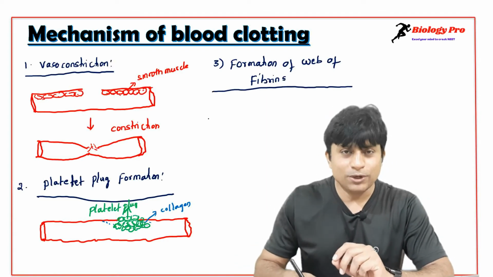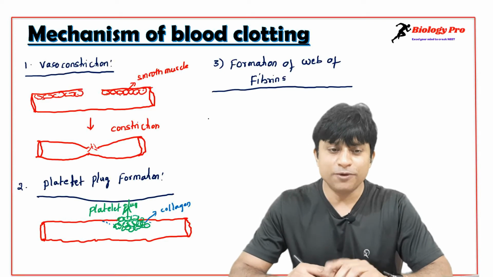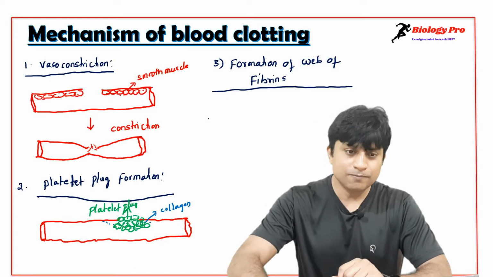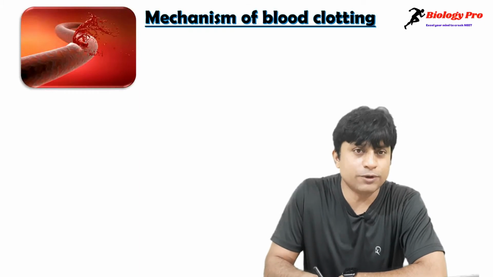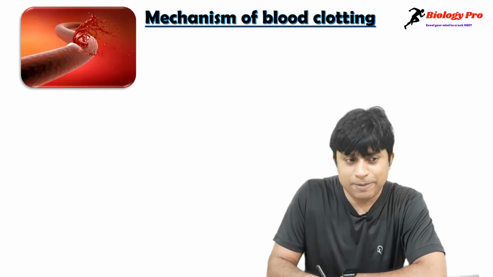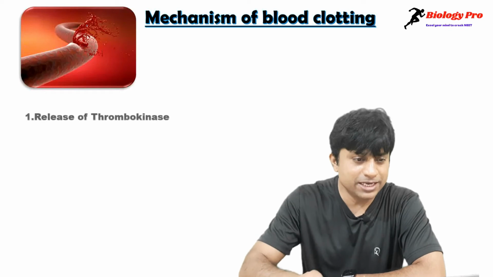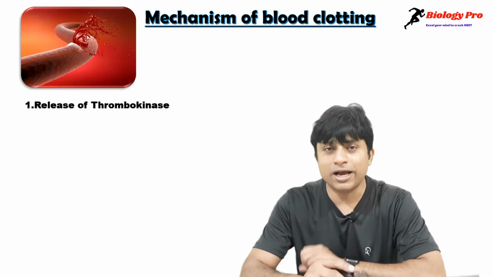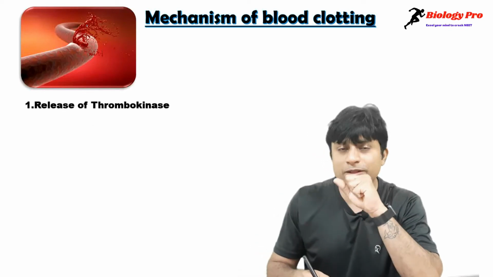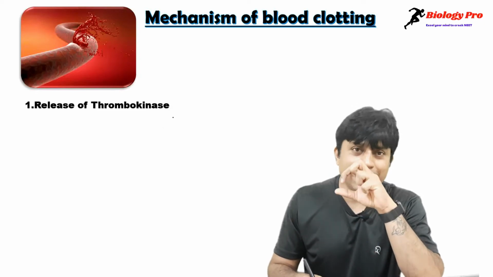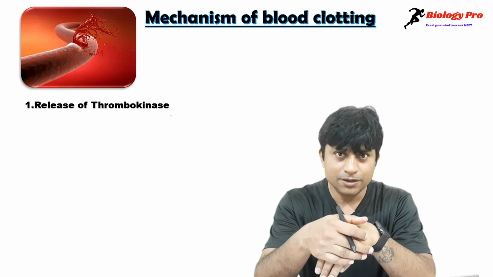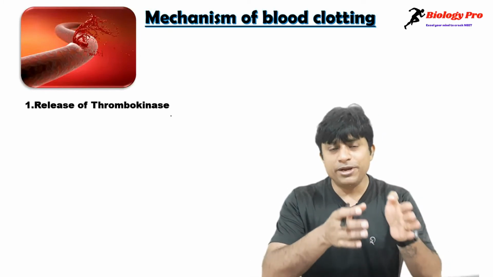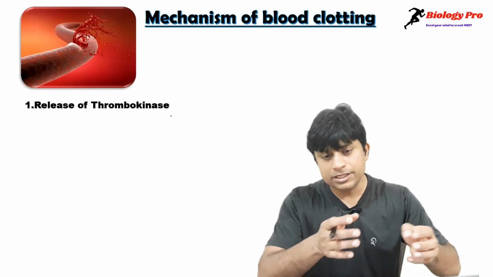So what happens in this formation of a web of fibrins? Imagine this picture is showing a ruptured blood vessel. Once the blood vessel is ruptured, it results in the release of thrombokinase. Remember, the point here is that thrombokinase is a complex enzyme.